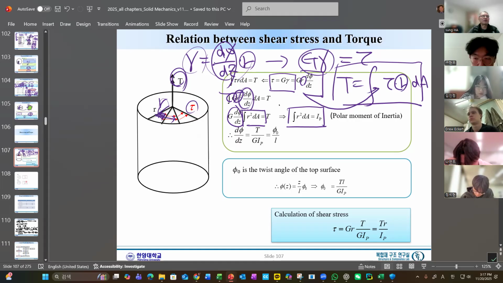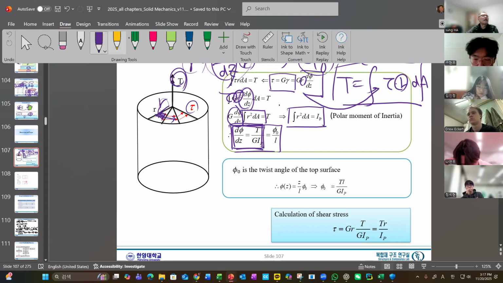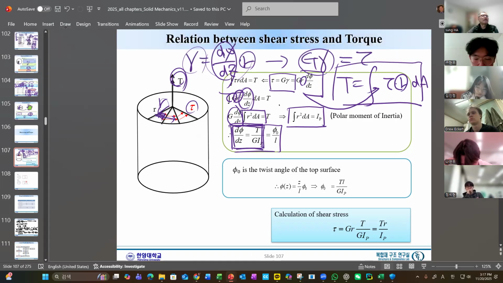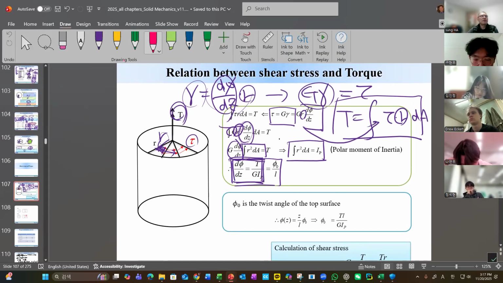And then as a summary, dphi dz was unknown. Now we know that T over GIp is the one we obtain. Okay, dphi dz is T over GIp. Again, I'd like to remind you that this is exactly the same as what we considered in the bending moment.